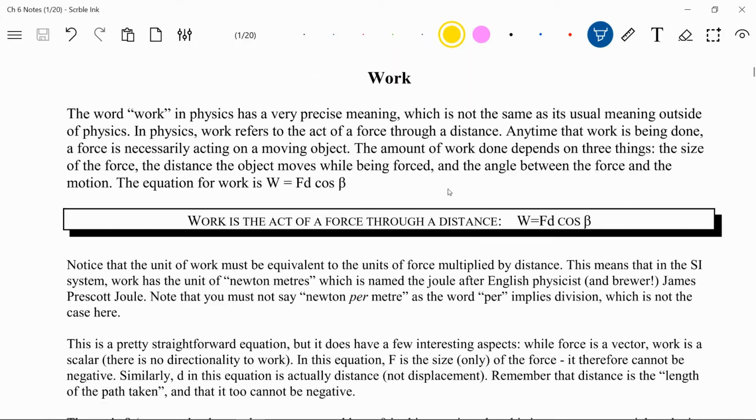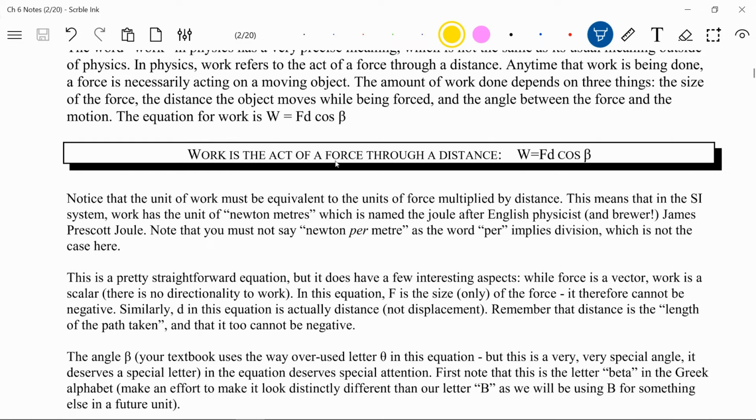All right, so I introduced the concept of work and basically say that it's the act of a force through a distance, with the equation for work being this. Work is equal to force times distance times the cosine of the angle beta, where beta is the angle between the direction of the force and the direction of the motion. As we're going to see soon, any force that acts through a distance can be thought of as doing work.